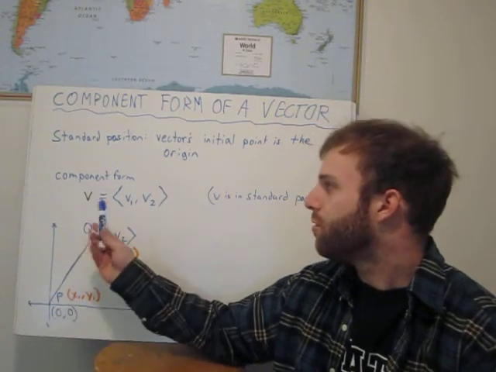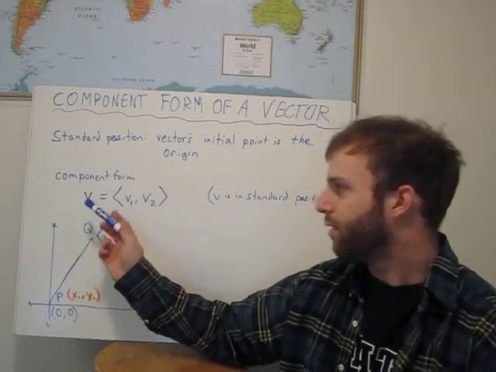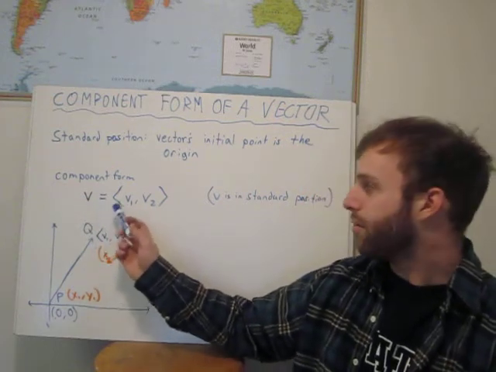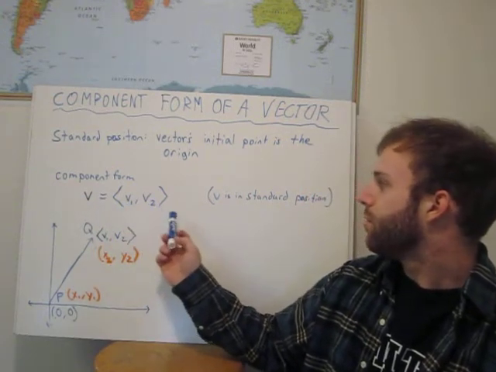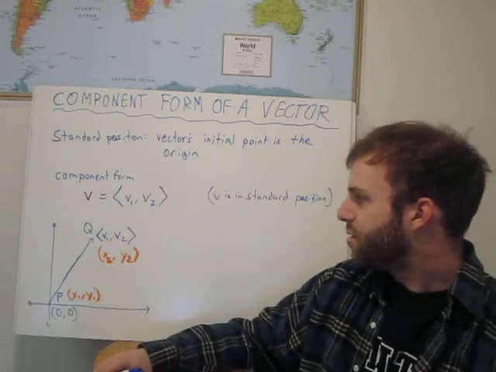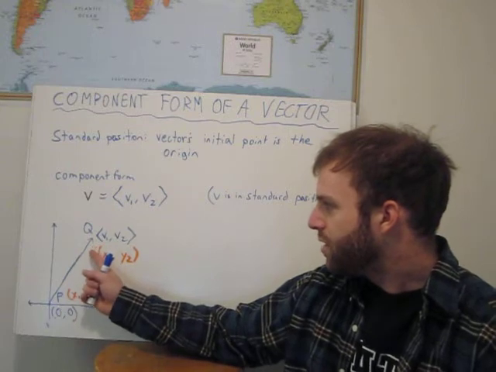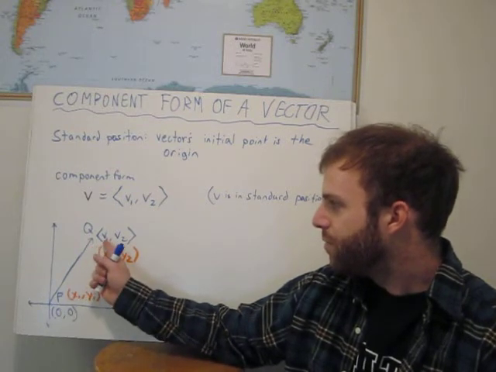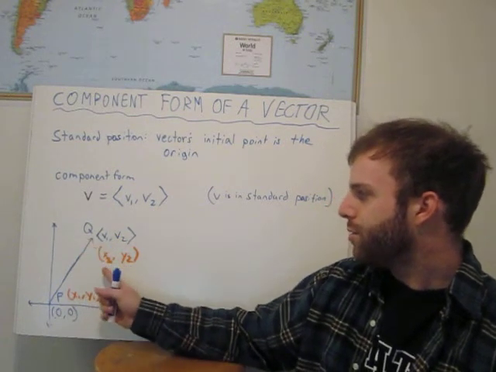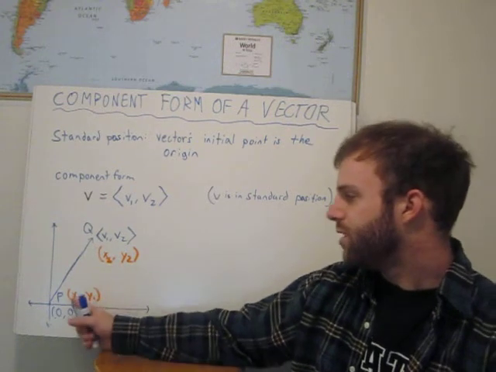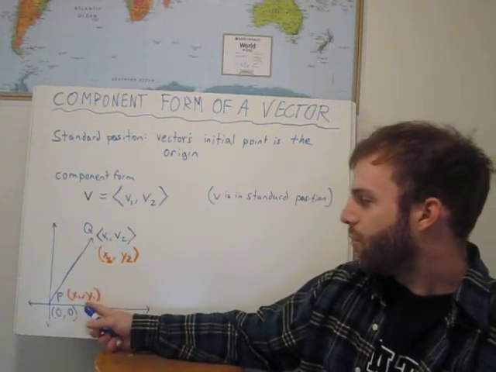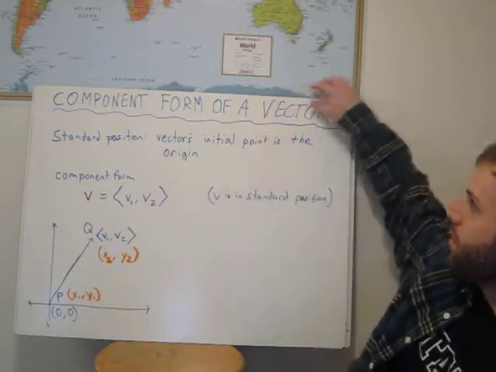So the component form of a vector, we'll call this vector v, is just its parts. We've got v1 and v2, where v here is in standard position. If you look at this line segment PQ, this vector v is made up of v1 and v2, where q is x2, y2, and p is x1, y1. Those are their coordinates.